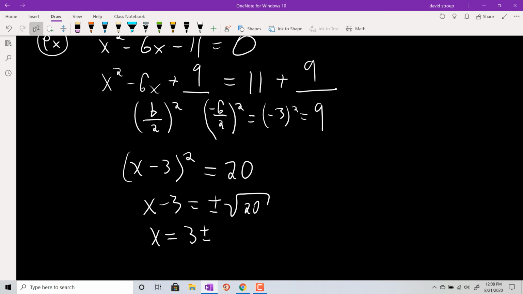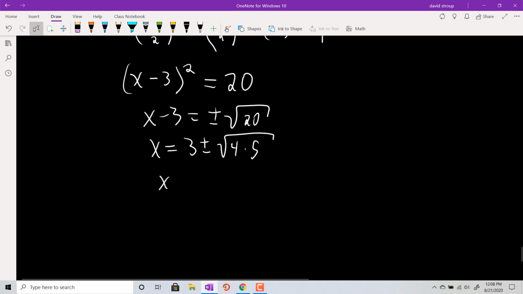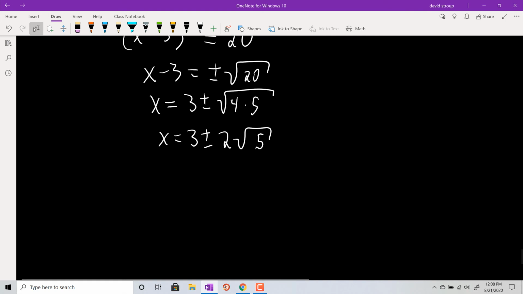Factor out any perfect squares. So square root of 20 is the same as square root of 4 times 5, so you can factor out 2. Okay, so we got those two answers: 3 plus 2 root 5 and 3 minus 2 root 5. Okay. Let's look at one more.